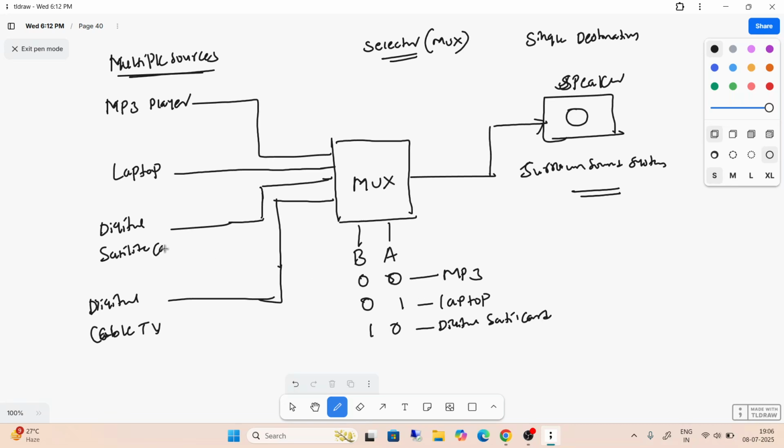Nowadays we are using cable TV as digital, no. If it is 1 1, digital cable TV set-up box will be connected. So this is one of the applications of MUX. You have multiple sources, you want to connect a single source, so there you need to use MUX.